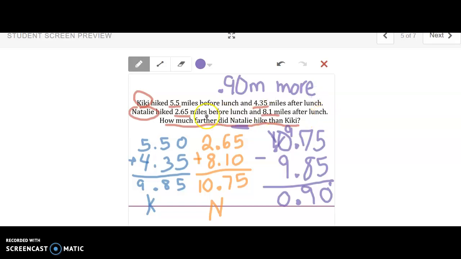There we go. So this problem required us to do 3 different steps. We had to add Kiki's total amount she hiked first. Then we had to add Natalie's total amount she hiked second. Then third, we had to take how far Natalie hiked and subtract how far Kiki hiked. So we found the difference. So we know that Natalie hiked 9/10, or we can say 90 hundredths of a mile more than Kiki.